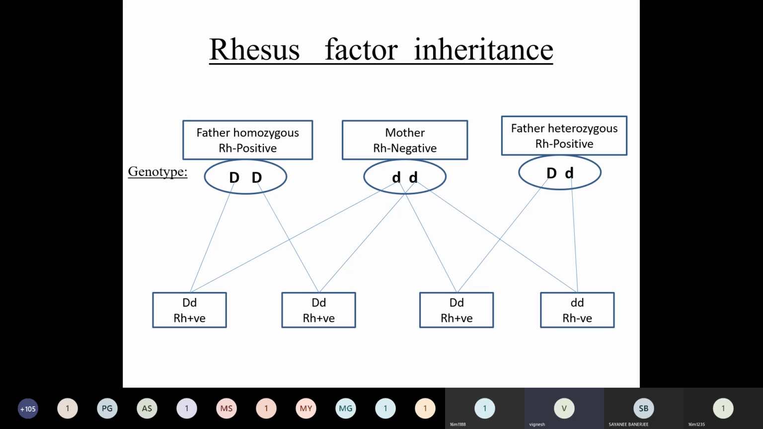Sorry, if the father is homozygous positive, there is a 100% chance, that means the baby will definitely be Rh positive. If the father is heterozygous, there is a 50% chance the baby is Rh negative. So 50% will be Rh positive and the other 50% will be Rh negative. So the chances of isoimmunization, if the father is homozygous positive, is 100%. If the father is heterozygous, there is a 50% chance.